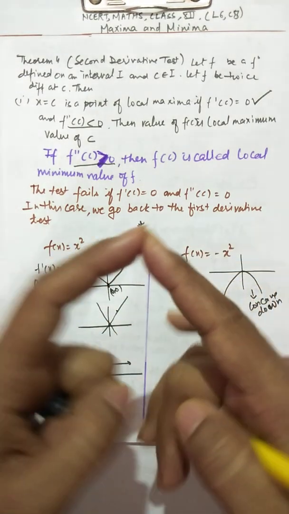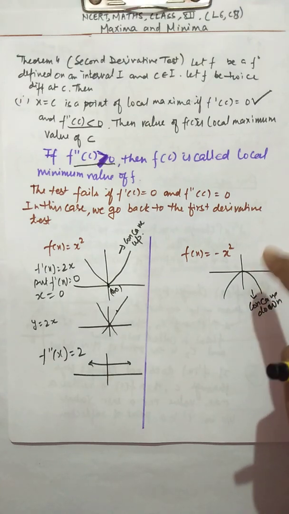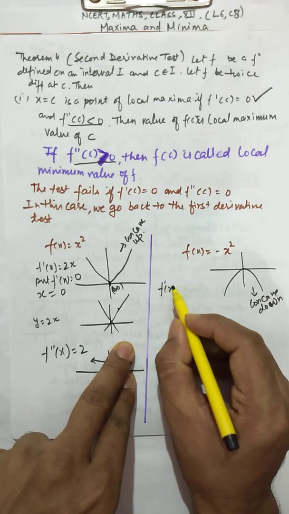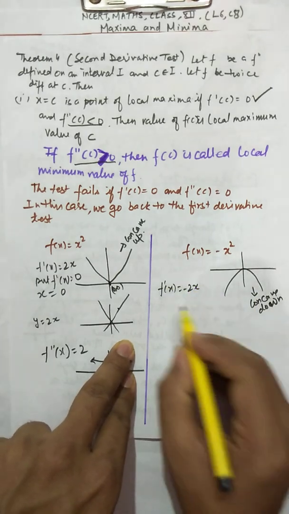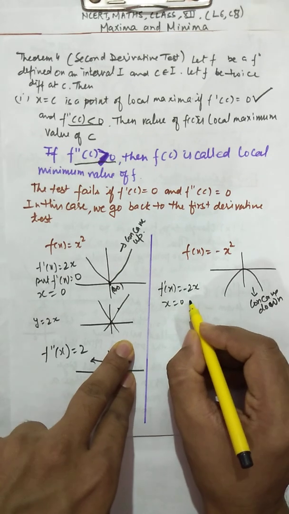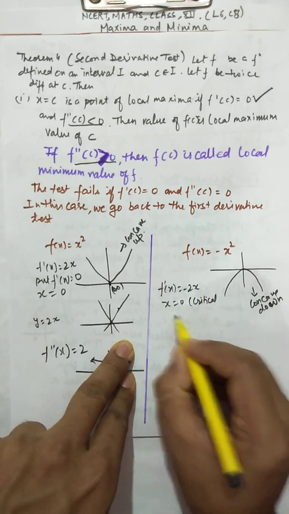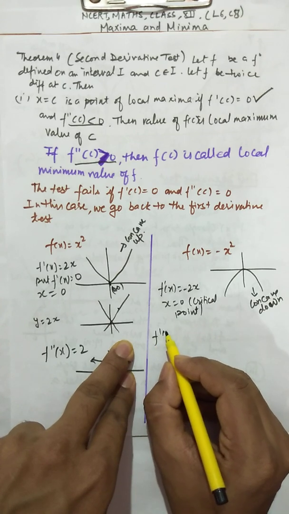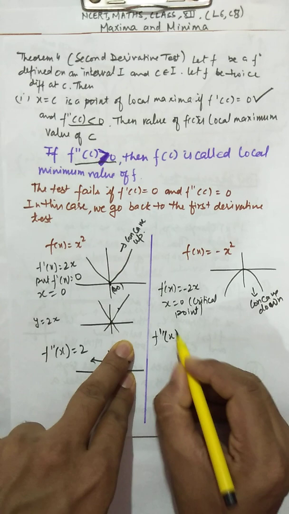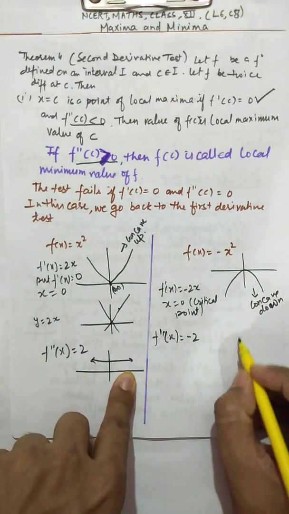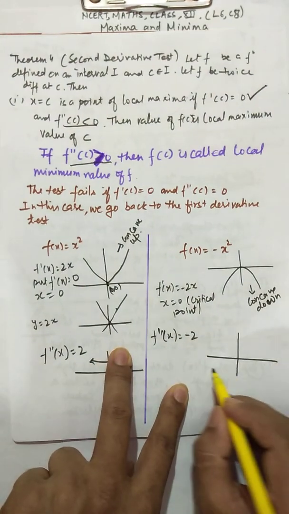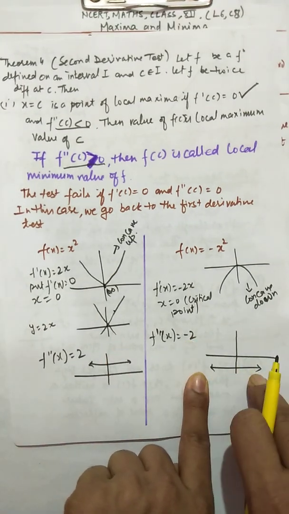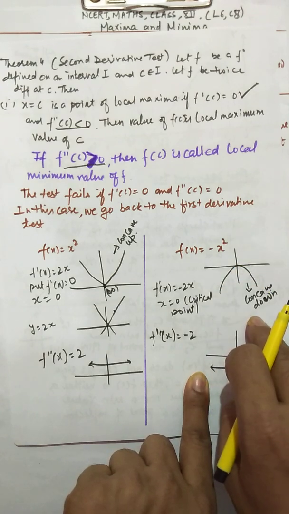This corner is also called a cusp. But this is concave down. If I differentiate f dash x again, I am going to get 2x, and x equal to 0 is a critical point. And if I take the double derivative, then this is going to be -2. So this -2 is going down. Whenever the second order derivative is negative, it means this function will be concave down.